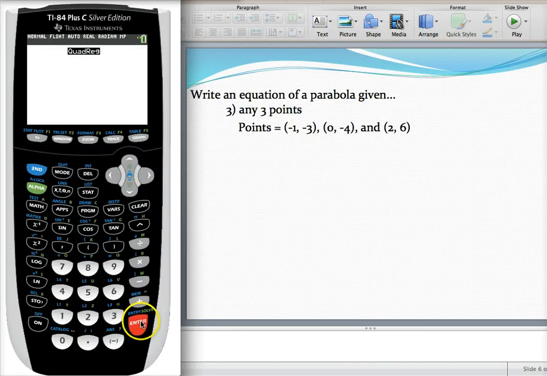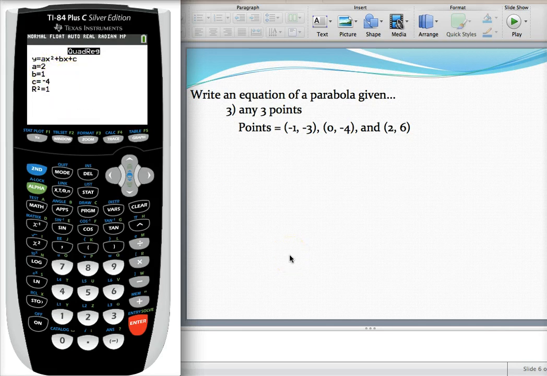So press enter. You may see this screen depending on your calculator. If you do, just keep pressing enter down to calculate. Otherwise, press enter just to get it to run. There's the form that we're in, the standard form, y equals ax squared plus bx plus c. And they've given you your 3 values right here. 2x squared plus 1x plus -4 is the equation you want to write down.